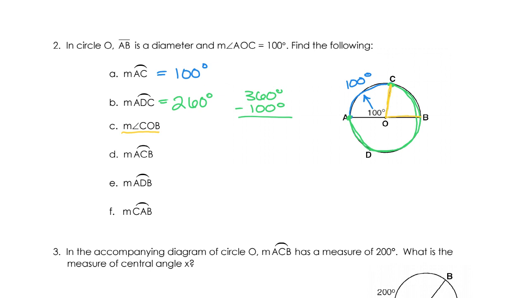Okay. Next one up is angle COB, and because it's an angle C to O to B, hopefully you guys can see that the 100 degrees and this angle we're trying to find is a linear pair. And 180 degrees, take away the 100, would leave you with 80 degrees.